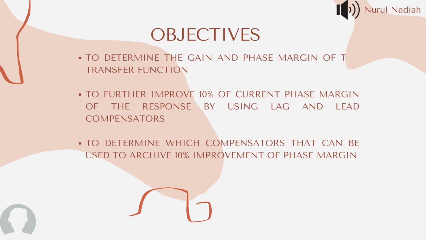Now we will go to the objective of this project. First is to determine the gain and phase margin of the transfer function. Second is to further improve the current phase margin of the response by 10% using lag and lead compensators. Third is to determine which compensator can be used to achieve the 10% improvement of phase margin.